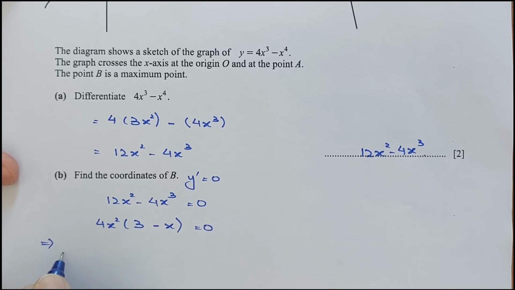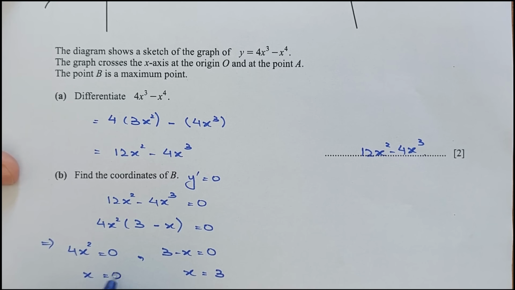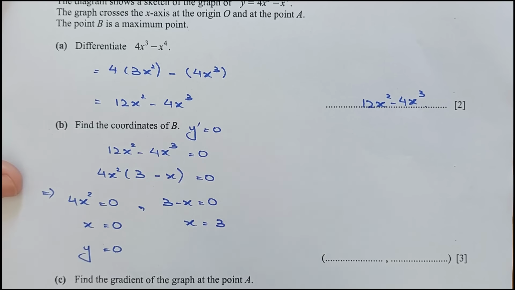So from here we have 4x square equals to 0, and we have 3 minus x equals to 0. So from here x should be equal to 3, and here x is equal to 0. That is the origin. When x is 0, y is also 0. This is the origin, and the other point B has x coordinate 3.